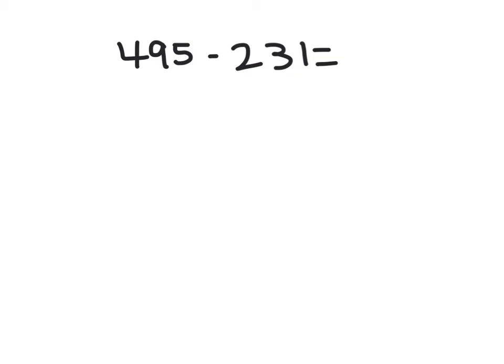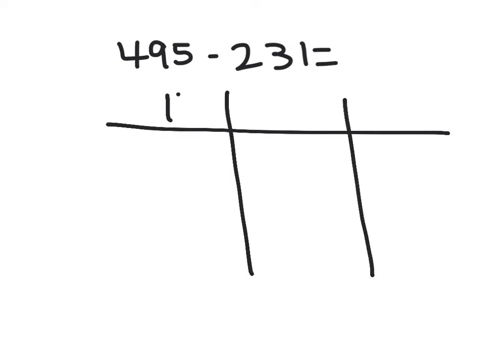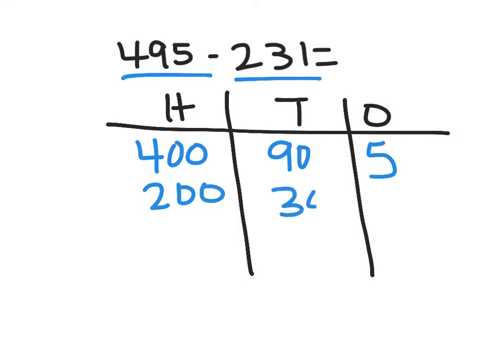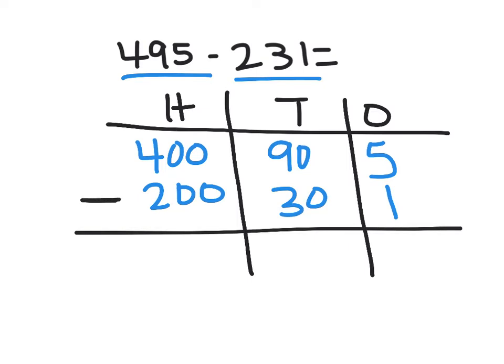Okay, we're starting with 495 minus 231. So the first thing we're going to do is set up our grid here with our hundreds, tens, and ones. We'll start by writing out 495 in expanded form. 495. So I just took this and I pulled it apart. Now I'm going to do the same thing for 231. 231. And now I will draw a line underneath. I will put my symbol there because I want to remind myself that I'm doing subtraction.